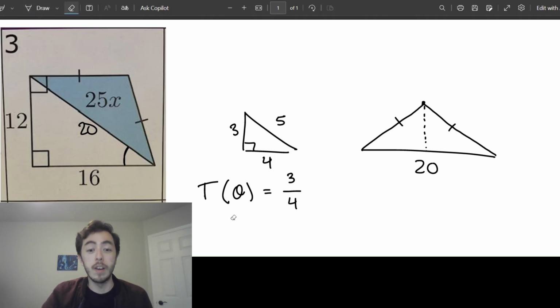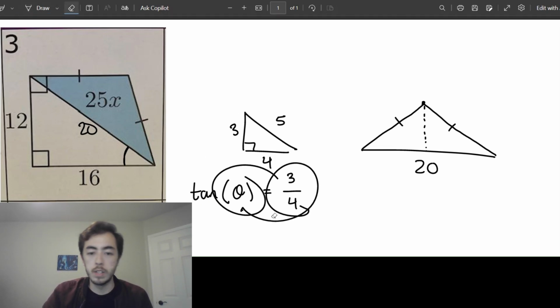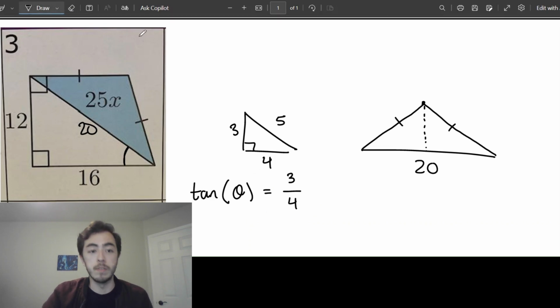Currently the argument of my tangent function is the unknown thing. Fortunately, you can always rewrite these trig functions. If you know the answer and you don't know the angle, this is a great time to use an inverse trig function. Basically, you can just rewrite it as tangent inverse of 3/4 is equal to that theta angle that we don't know.